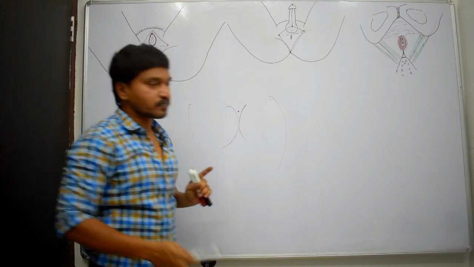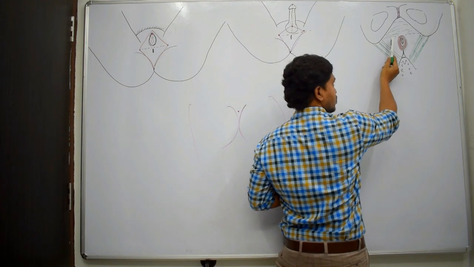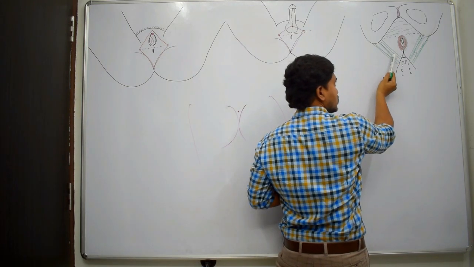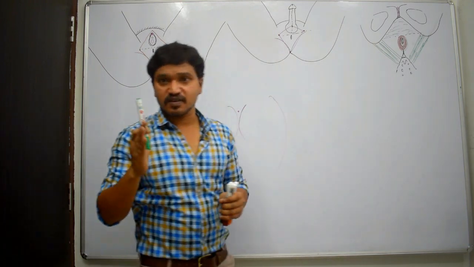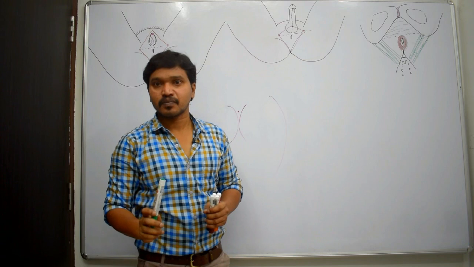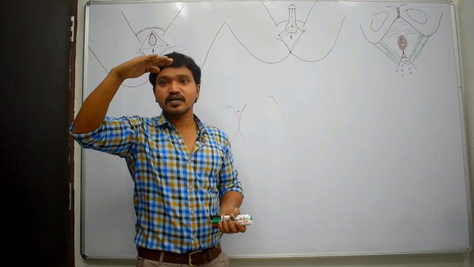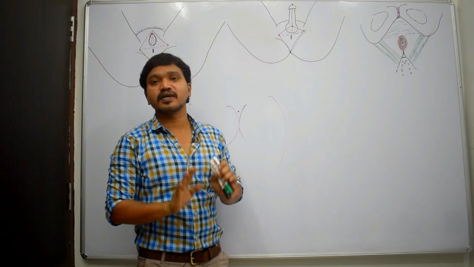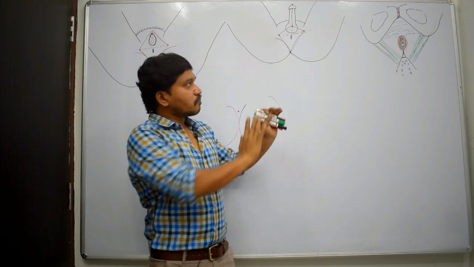Recollect once again. Anteriorly, perineal membrane. Posteriorly, sacrotuberous ligament. Laterally, pelvic surface of the ischium. Medially, the anal canal and its wall. Right? Then superiorly, pelvic diaphragm. Inferiorly, perianal skin. These are the brief boundaries.